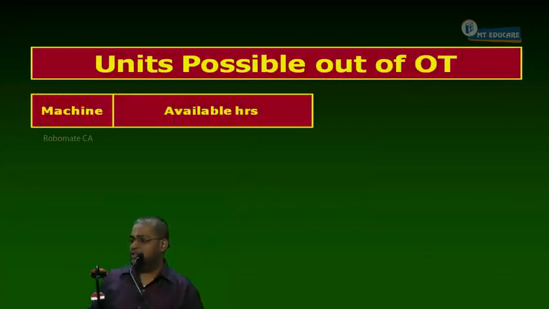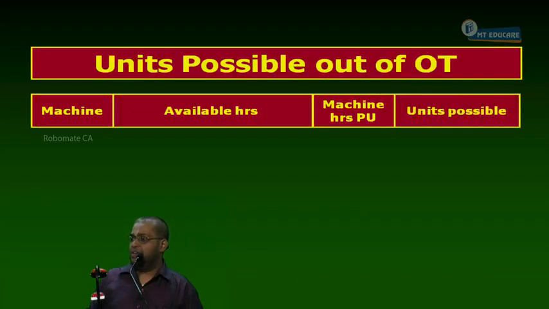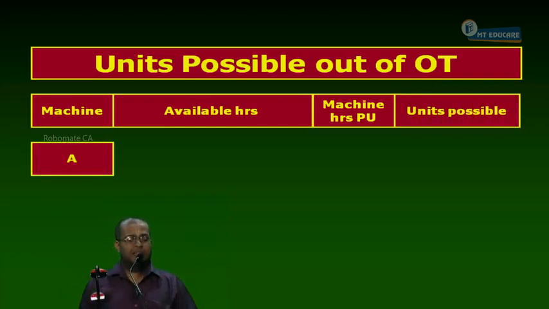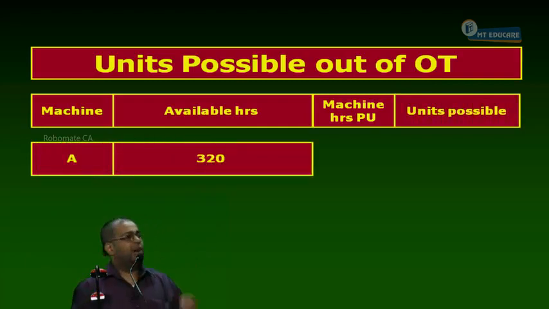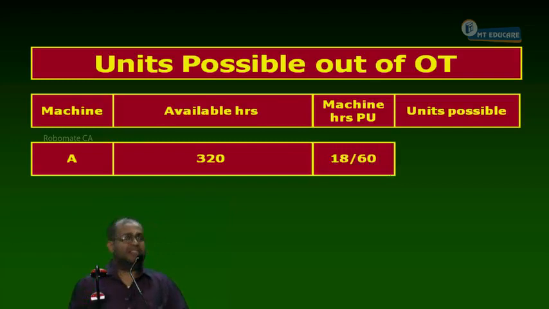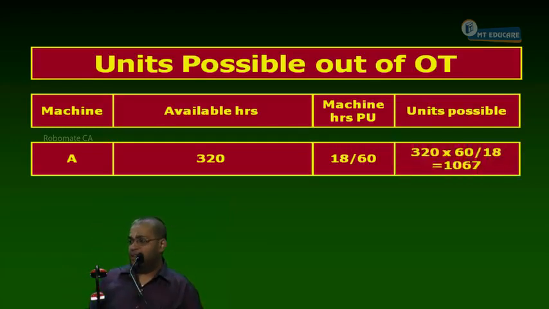Okay. Once again, a reaffirmation. Machine available hours, machine hours per unit, units possible. Please. Machine A. How many normal machine A hours still available? Everybody tell me. 320. How many hours required per unit? One unit requires 18 minutes or 18 by 60 hours. Yes or no? Now, with 320 hours, how many units possible here? 320 into 60 by 18 gives you 1067.